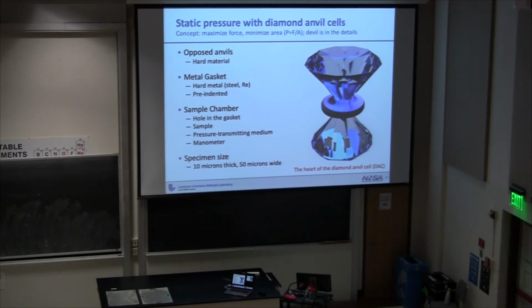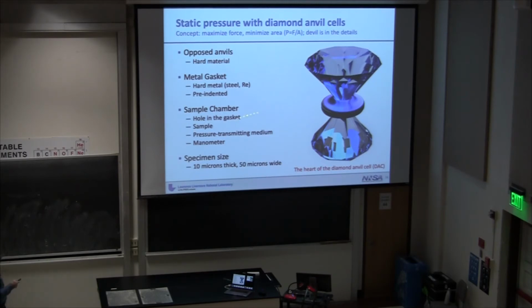We use a metal gasket. Again, we want a hard gasket. This is the same as if you wanted to build a clamp cell. You'd want to build a clamp cell with a hard material so they can hold up to the force. The sample chamber is where our sample goes. Again, the sample chamber is 100 microns wide or so. To put that in perspective, that's about maybe 2 or 3 of your head hairs wide. And it's about 40 microns thick, so 1 head hair thick is what's left.